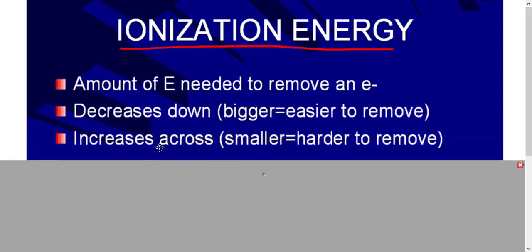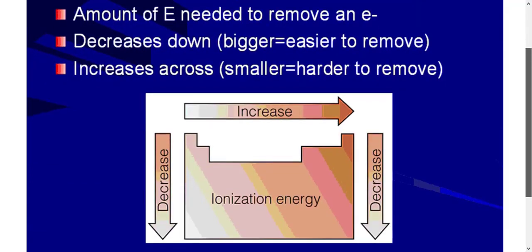Versus as you go across the periodic table, ionization energy is going to increase a lot. It's smaller. Okay, those electrons are held more tightly. There's a stronger Coulombic attraction as you go across, and it becomes harder to remove electrons. So ionization energy is going to decrease down, increase across. So here's a good image of that. Ionization energy is going to decrease down, and it's going to increase across. And that has to do with Coulombic attraction and nuclear charge.